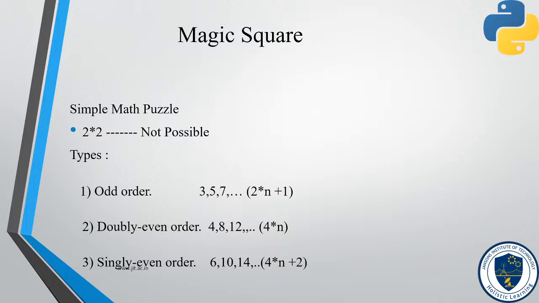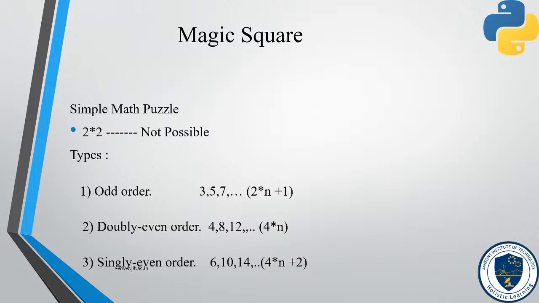That is, the sum of rows should be n. If suppose it is n, the sum of columns also should be n, the sum of diagonals also should be n. So this is the condition for any magic square. Actually, there are three types of orders. That is, odd order is 3, 5, 7. Nothing but 3 cross 3, 5 cross 5, 7 cross 7 matrix. That is in the logic, mathematical logic of 2 into n plus 1. And the next one is doubly even order.